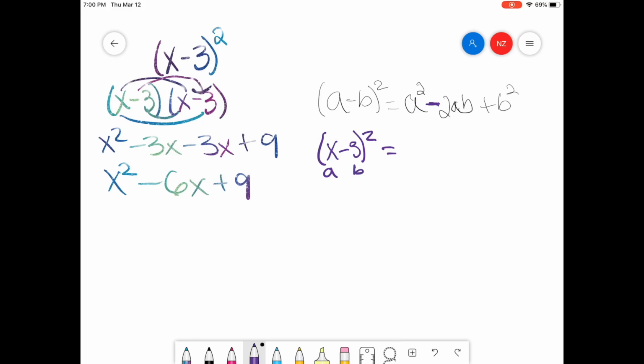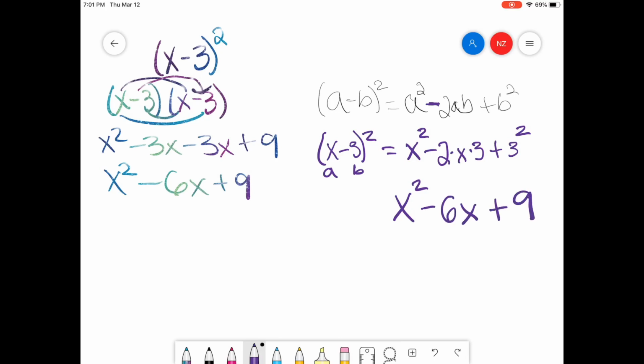So if I do a squared, that's going to give me x squared minus 2 times a, which is x, times b, which is 3, plus b squared, which is just 3 to the power of 2. Then I go ahead and work this out. I have my x squared minus, that would give me 6x plus 9. Here's my answer.